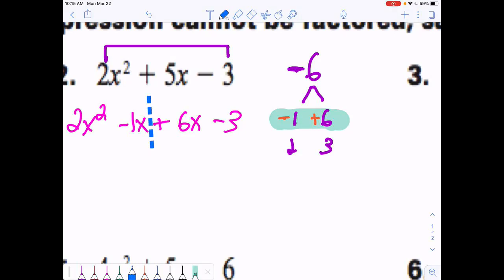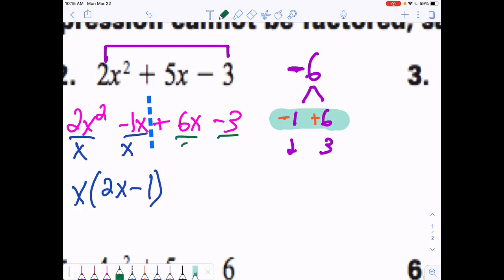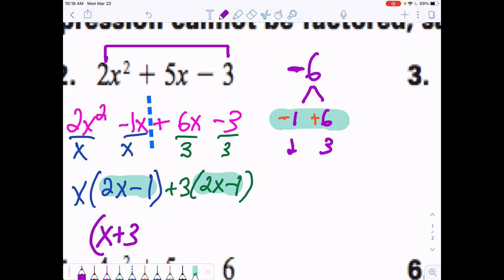And now we find our factors. Bill, what's my first factor again? Yeah, you take an x out and you get 2x minus 1. Good. And your second one, what do you get? Yep. Your factors match. So what do you get for your final answer? Yeah.